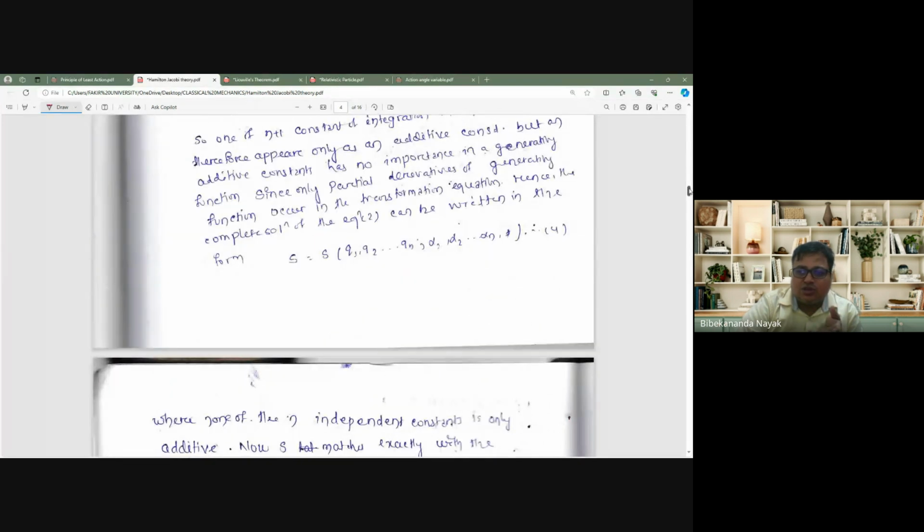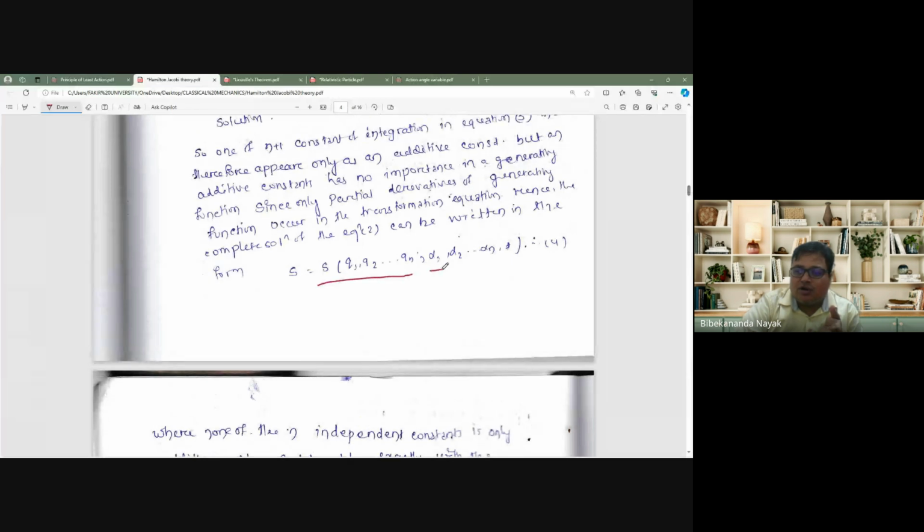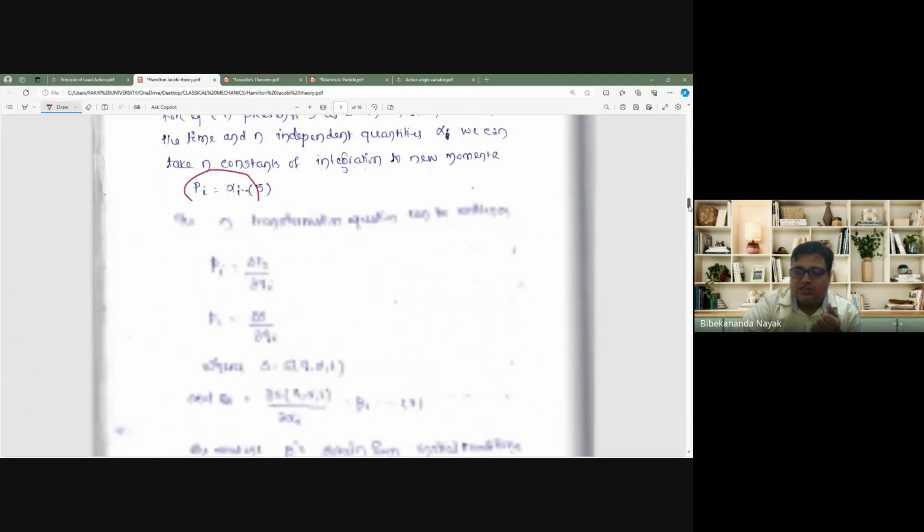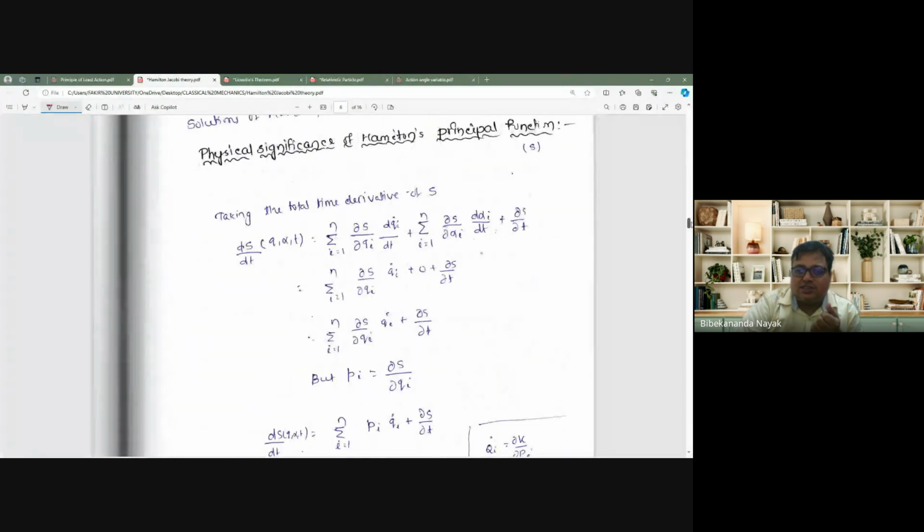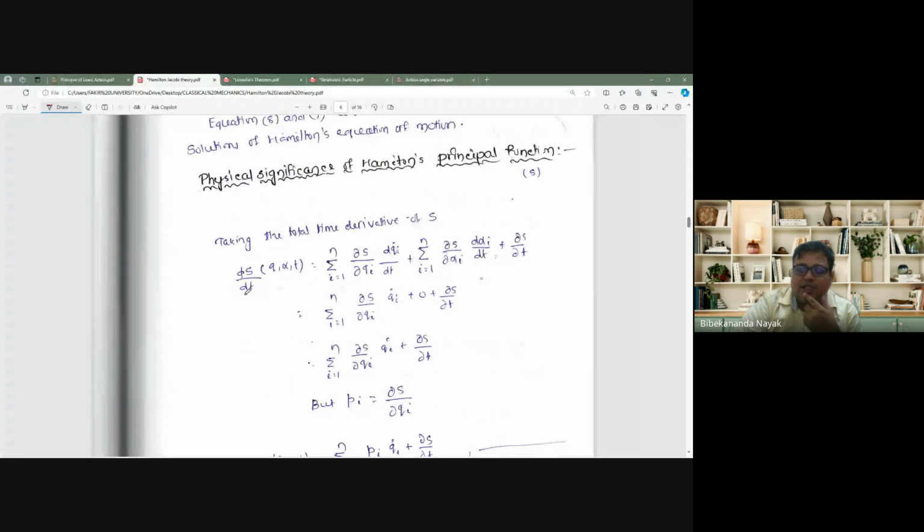Hamilton's principal function is S, which is basically a function of q1 to qn, alpha 1 to alpha n, and t. And what is its physical significance? Its physical significance is found if you take its derivative. Since it is a function of q, alpha and t, dS by dt will be del S by del qi into dqi by dt, plus del S by del alpha i, d alpha i by dt, plus del S by del t. But dqi by dt is qi dot, and since alpha is a constant, d alpha i by dt is equal to 0.